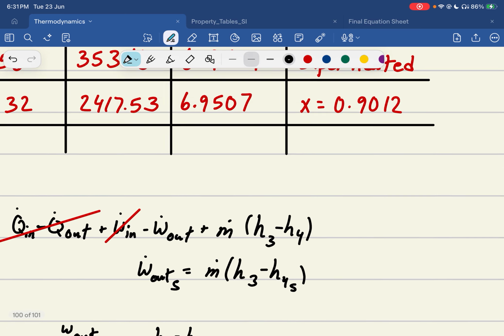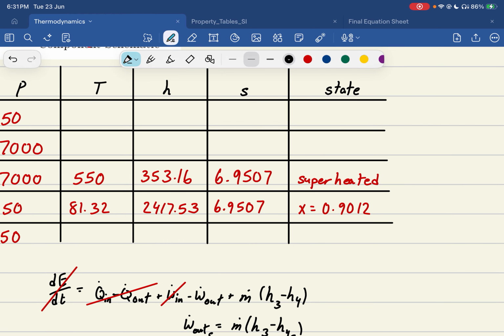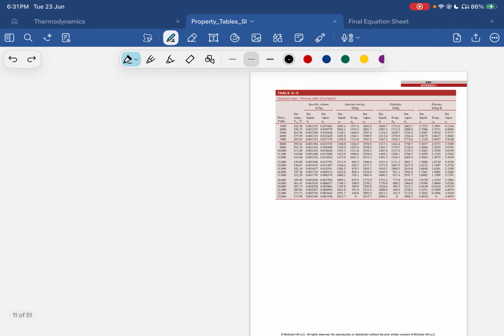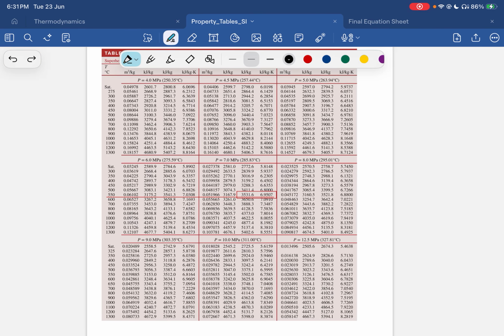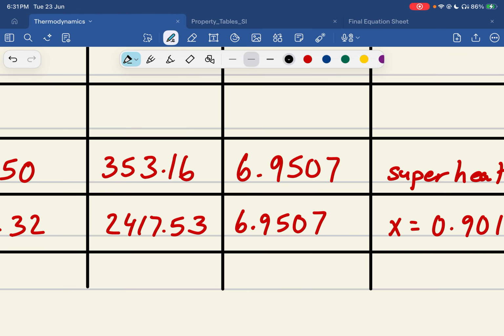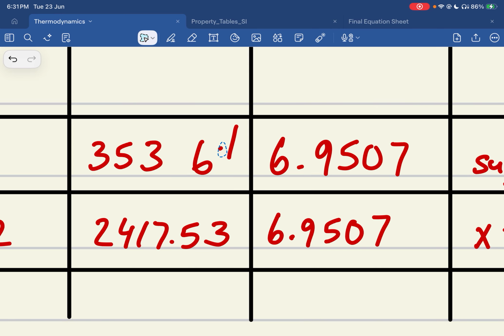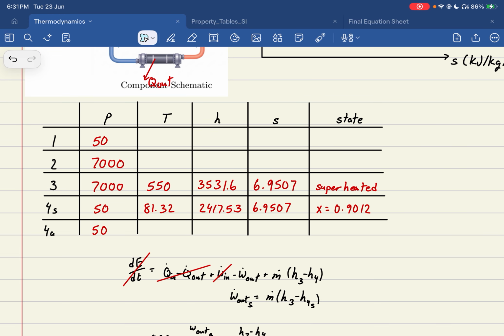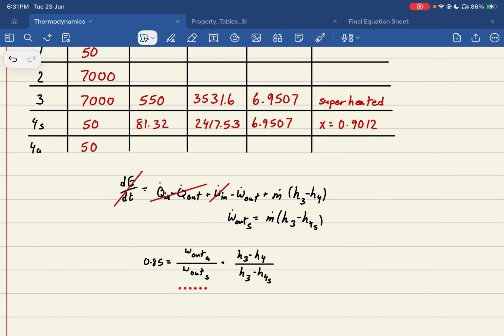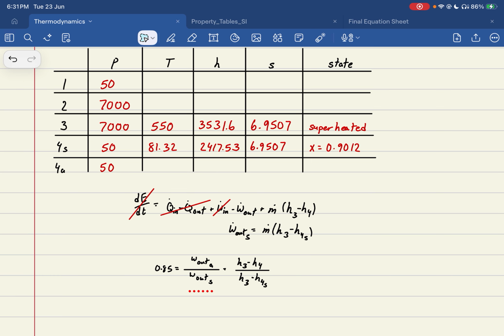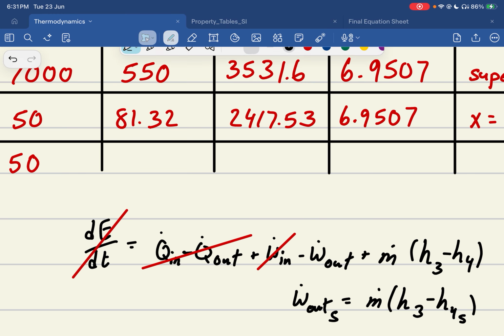So H3 is 3,5... Did I miss? Wait a minute. That should be 3,000. Yeah. Oh, okay. 3,000. And that should fix it. So 3531.6 minus 2417.53 times 0.85, and then 3531.6 minus that. So our actual is going to be, just let me confirm my answer.